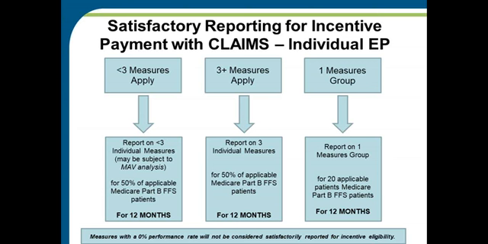If you're able to report 3 or more measures, and report on 3 measures for 50% of all applicable patients or cases for a 12-month period, you would be incentive eligible. Or if you report 1 measures group for 20 applicable patients for the 12-month period, you would be incentive eligible. And also please note that you cannot report a 0% performance rate and have that measure be considered satisfactorily reported.